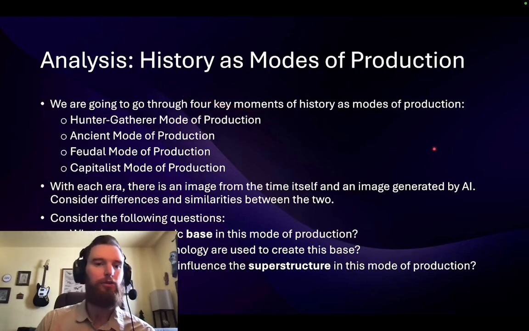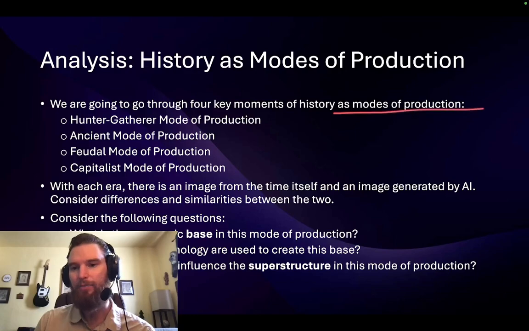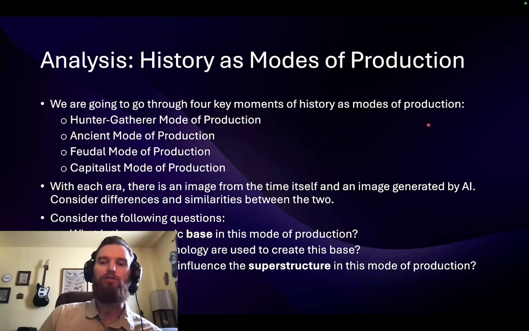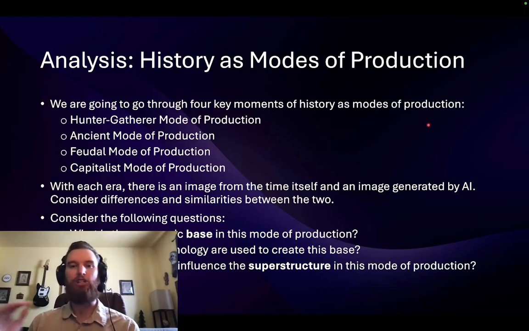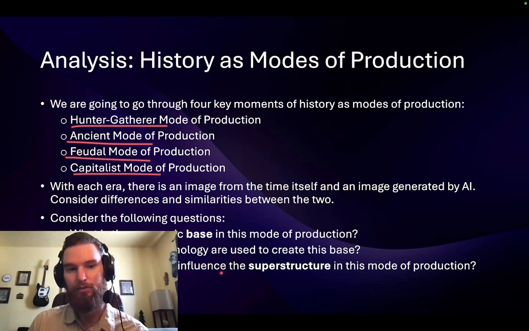So as a bit of an analysis activity, we're going to go through a few slides that cover four key moments of history as modes of production, right? If we were to think of history as modes of production, we could think about some key shifts that happened throughout human history, going from a hunter-gatherer to an ancient mode to a feudal mode to a now capitalist mode.